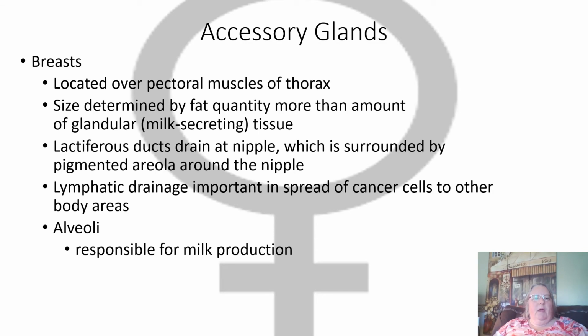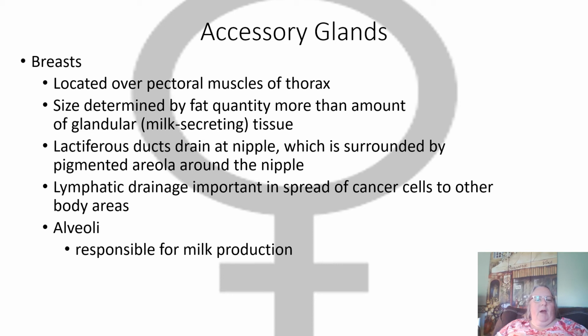Breasts. Breasts are located over the pectoral muscles of the thorax. The size is not related to milk production. The size is related to fat quantity. The lactiferous duct drains at the nipple. The nipple is surrounded by a pigment called the areola or areola, depending on which instructor you have, that is around the nipple.